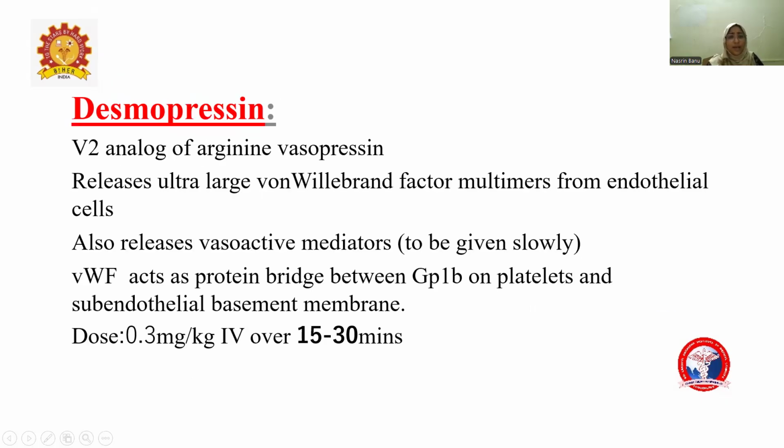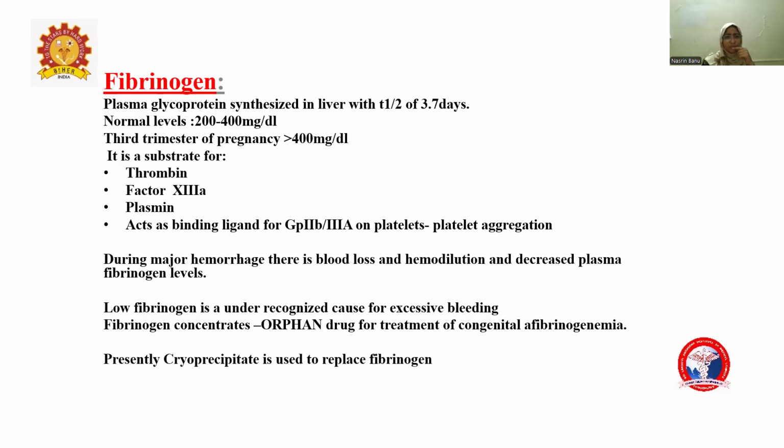Coming to desmopressin, it is a V2 analog of arginine vasopressin. It releases the ultra-large von Willebrand factor multimers from endothelial cells. It also releases vasoactive mediators, so it should be given very slowly. The dose is 0.3 microgram per kilogram IV, given over 15 to 30 minutes.